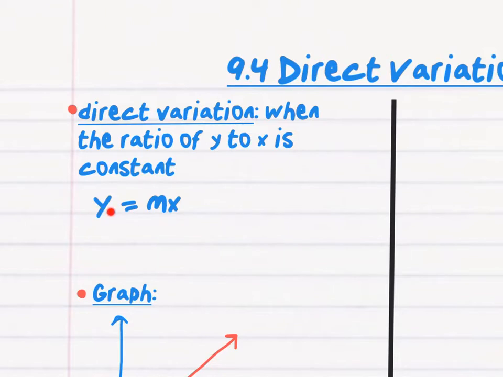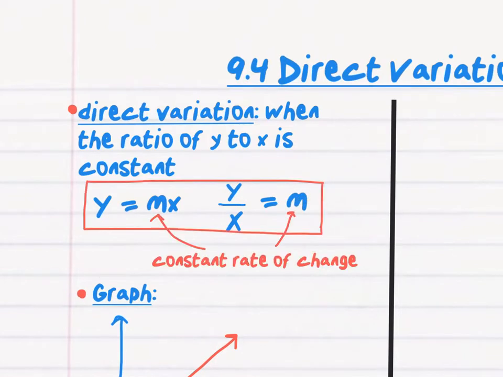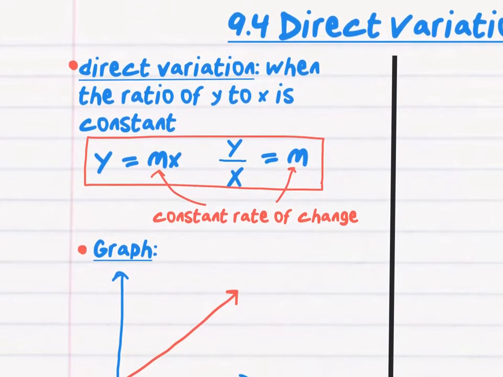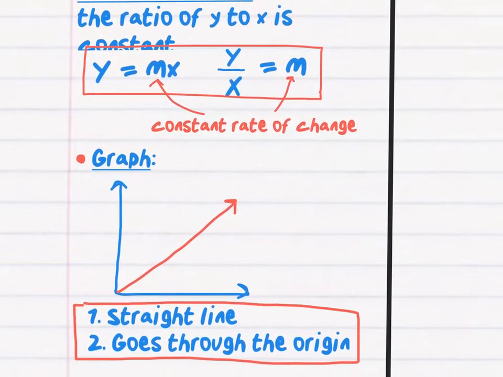So you're going to have the equation y equals mx, or you can have the equation y over x equals m. This equation here you would use when you're trying to find the constant rate of change or the slope. This is the constant rate of change or the slope. So go ahead and box these two expressions or equations here, and then also make a little note that this m is going to represent the constant rate of change, or like I said, the slope. And pause the video if you need to write all that down before we move on to the graph part.